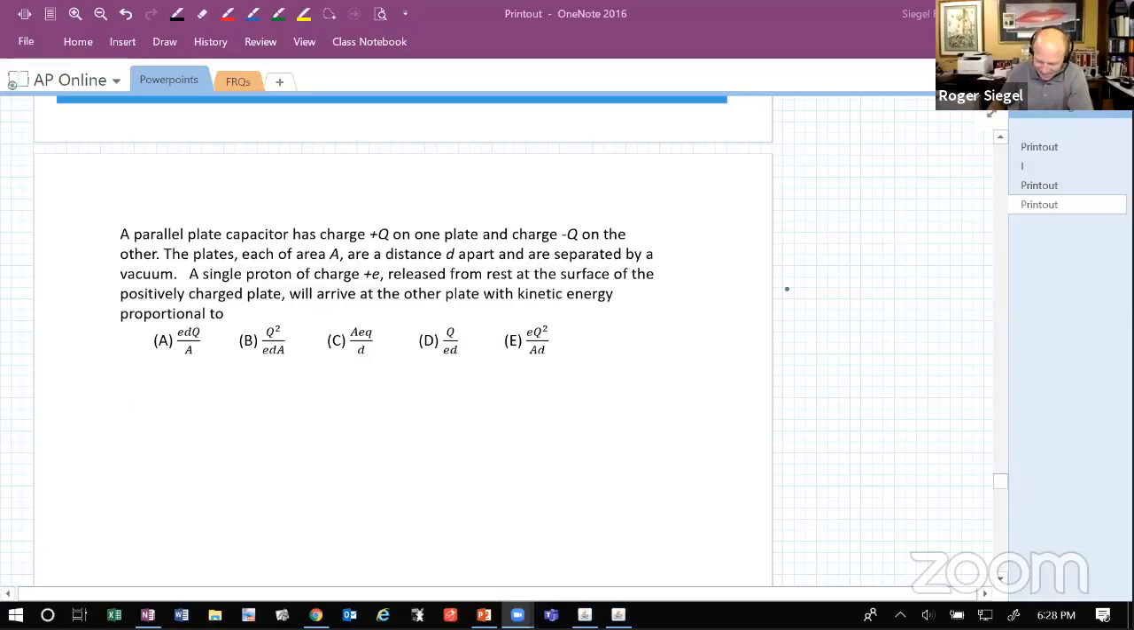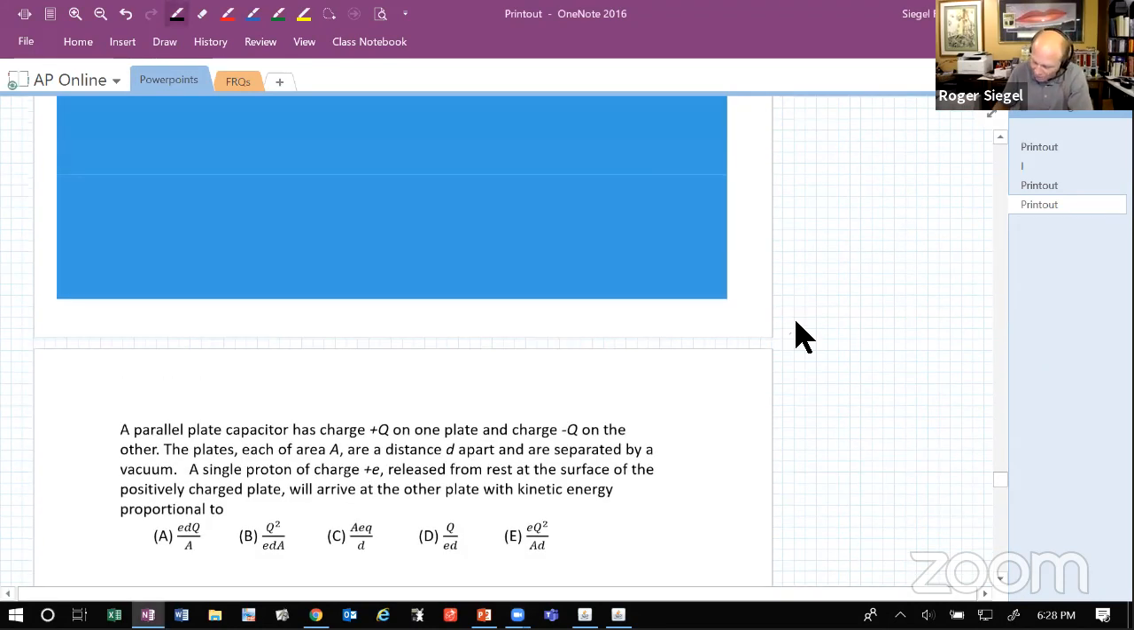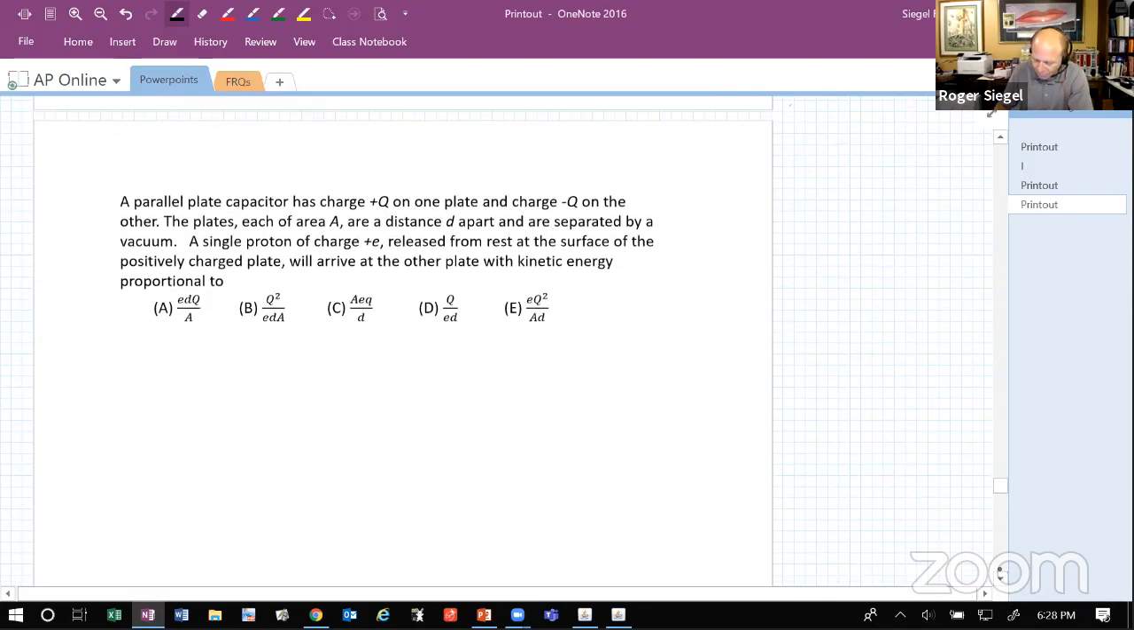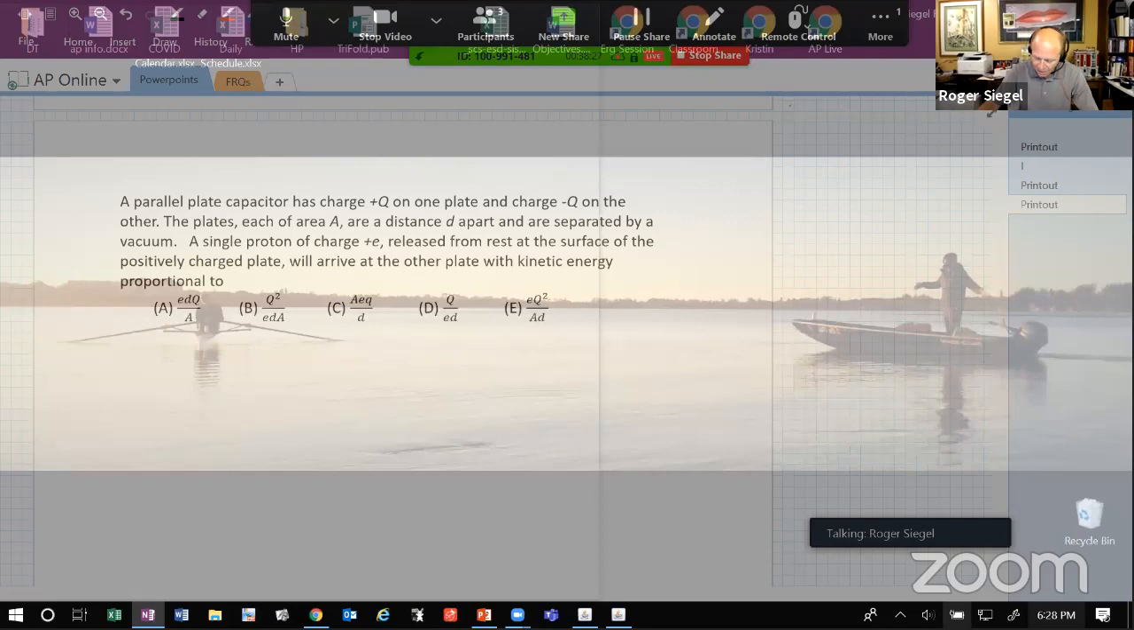I'm going to bring you back to my screen here, and I want to look at a couple of problems. All right, so let's pick up where we left off, where Kristen left us, and look at charge on a capacitor. What's going on with our capacitor?